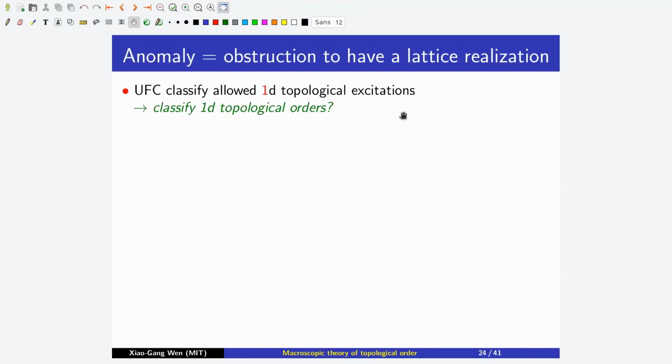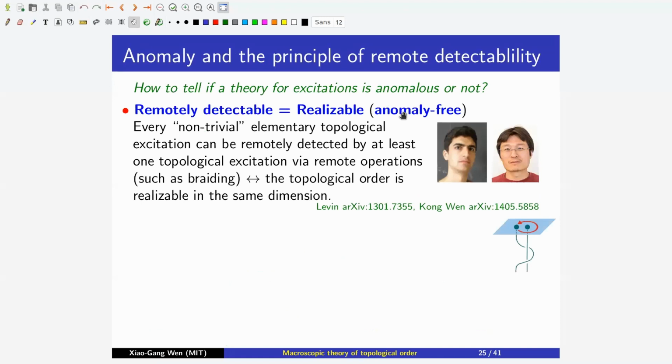Okay. So, the way to understand why a seemingly consistent theory can be anomalous. How do you tell whether a seemingly consistent theory is anomalous or not? Here is another conjecture, the remote detectability principle. If every topological excitation can be remotely detected, then it means it's anomaly free, which means they are realizable by a lattice.